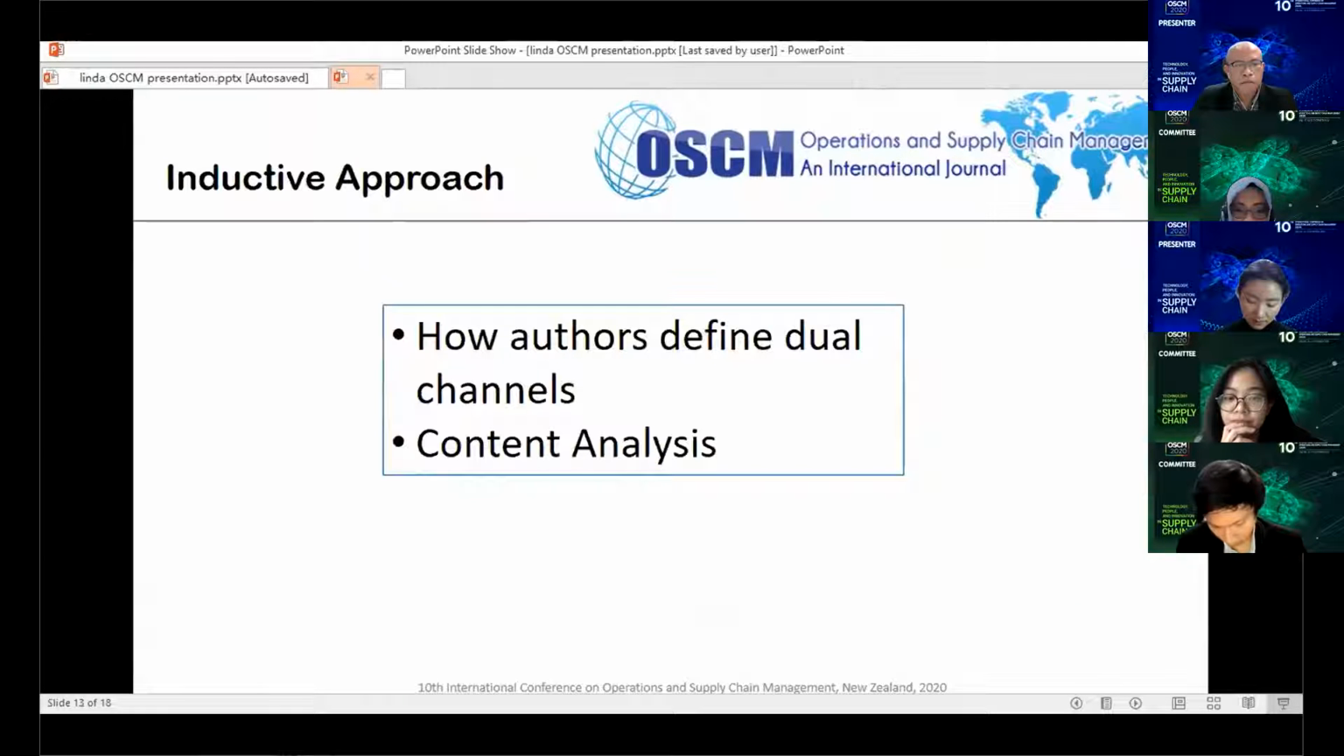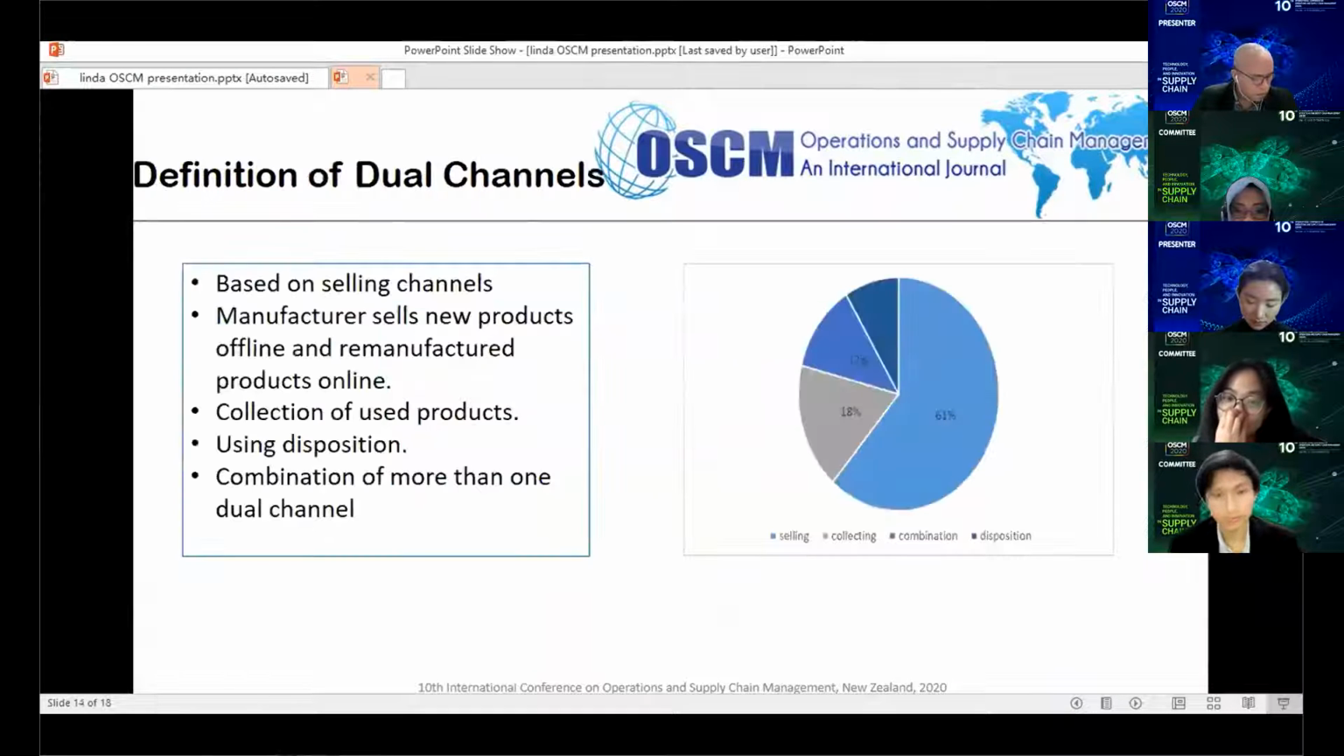In the inductive approach of classifying my papers, I used two methods. The first method was based on how authors define dual channels, and the second method was based on content analysis of the papers. In the definition of dual channels, I discovered that authors defined dual channels based on either selling channels or collection of used products, or using disposition method, or a combination of more than one dual channel.